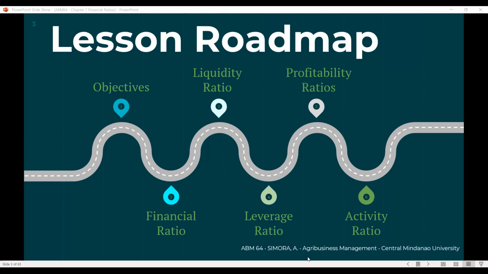And next is the activity ratio. The activity ratio is more on how active we are, how much progress we are making based on the given elements or values that we have in our statement. So this is our lesson roadmap for today.